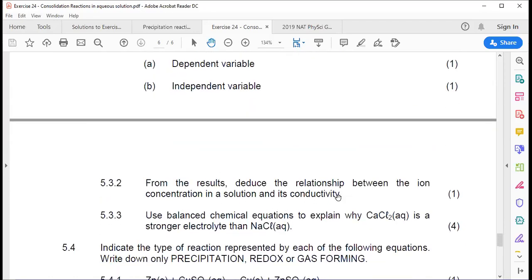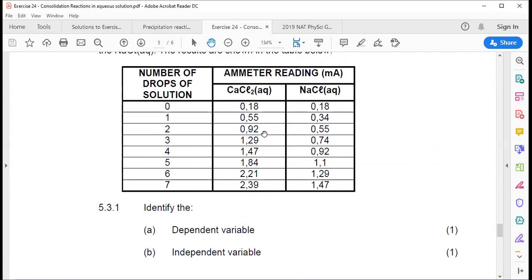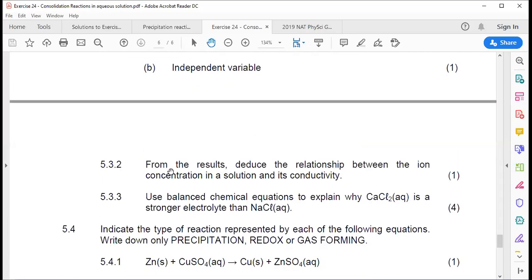But they need a relationship between ion concentration and conductivity. If you just say drops and ammeter reading, that's not exactly the correct answer, because they've guided you here. From the results, deduce the relationship between ion concentration and conductivity. Ion concentration is the number of drops that we're adding, and conductivity is the ammeter reading. So the higher the ion concentration, the higher the conductivity.